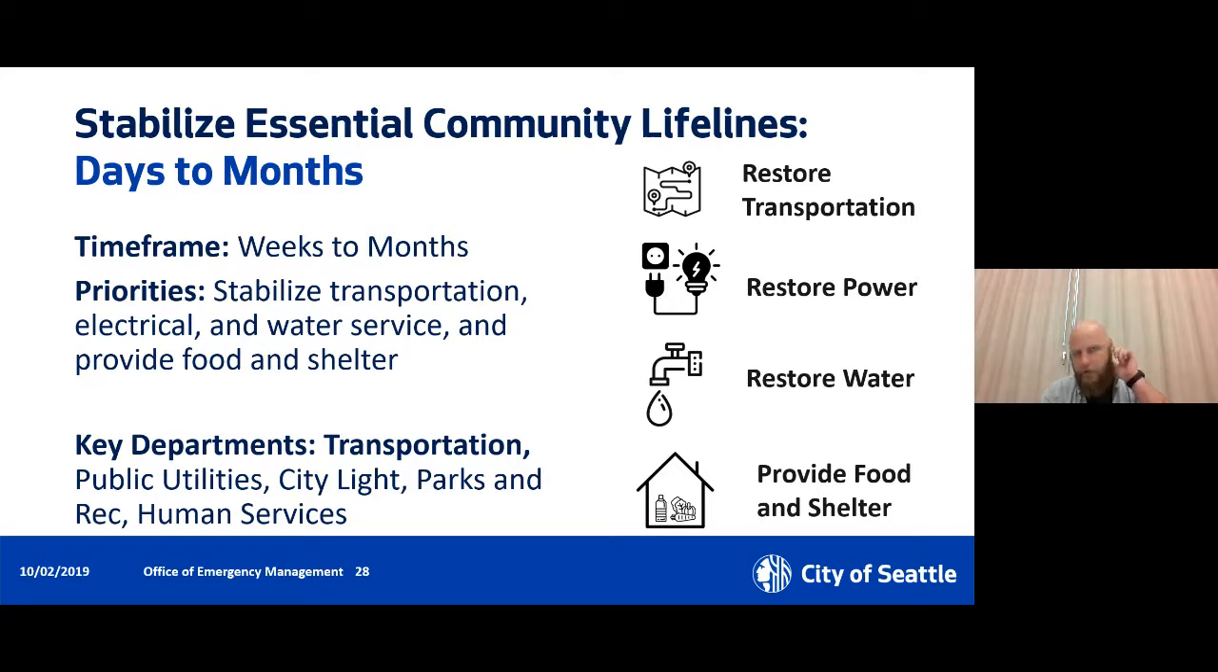But these are really the priorities we're looking at. I think something to highlight here is when we say stabilize essential community lifelines, we are not looking at restoring things to a pre-earthquake state in those days to months after. We are talking about restoring things to some basic level of service that will allow the community to meet their basic needs. We are not talking about everything is back to normal. So if you remember back to that map that was looking at the isolation phase and showing potential restoration times for bridges, some of those were in the years.